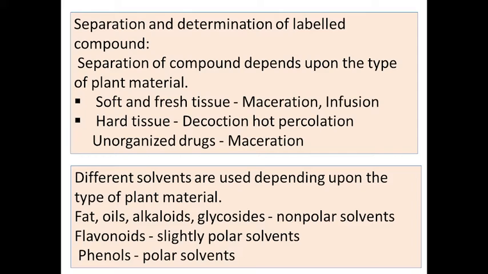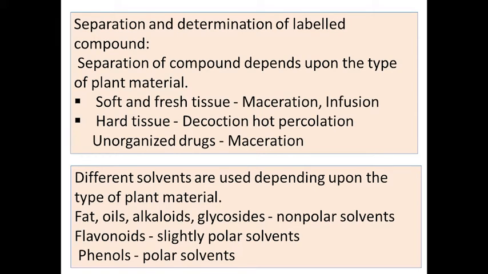Separation of compounds depends upon the type of plant material. According to that there are different separation techniques. First one is soft and fresh tissue. If the plant material is soft in nature and a fresh tissue, then maceration and infusion techniques are used. For hard tissue, decoction and hot percolation methods are used. And for unorganized drug, meaning those drugs which do not have proper cellular structure, maceration technique is used for separation.